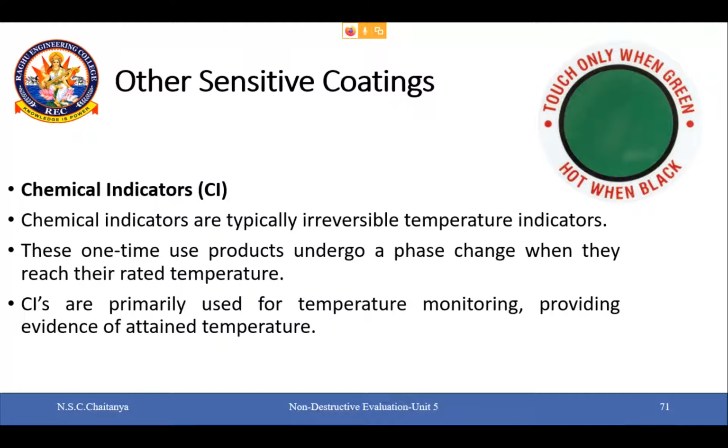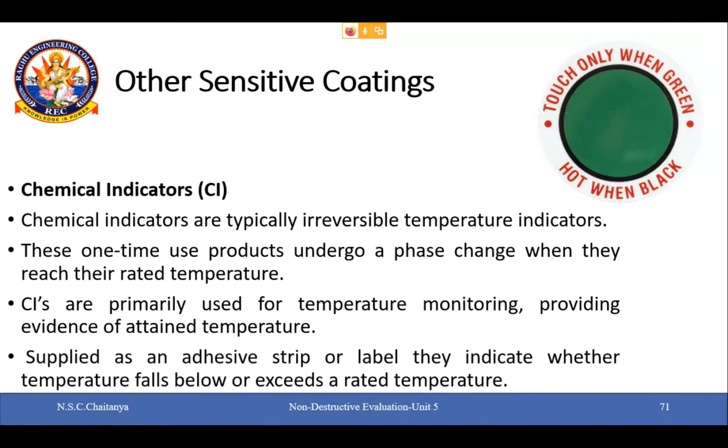Chemical indicators are primarily used for temperature monitoring, providing evidence of attained temperature. That means we can know whether a required temperature is attained or not. That is all we can obtain from chemical indicators. Supplied as an adhesive strip or label, they indicate whether temperature falls below or exceeds a rated temperature. As I just told you, these are supplied as adhesive strips or labels, as you can see towards the right top of your slide.